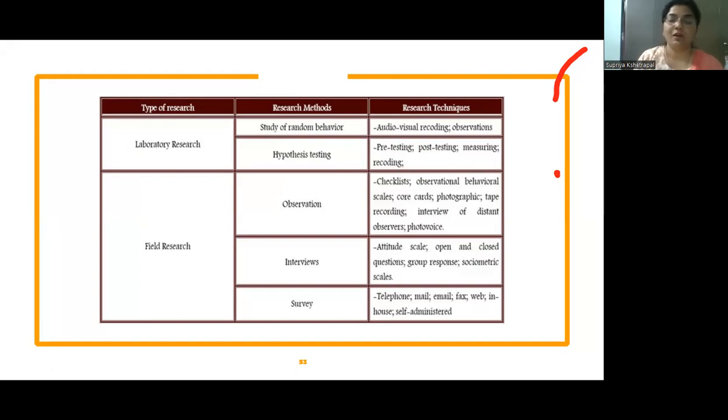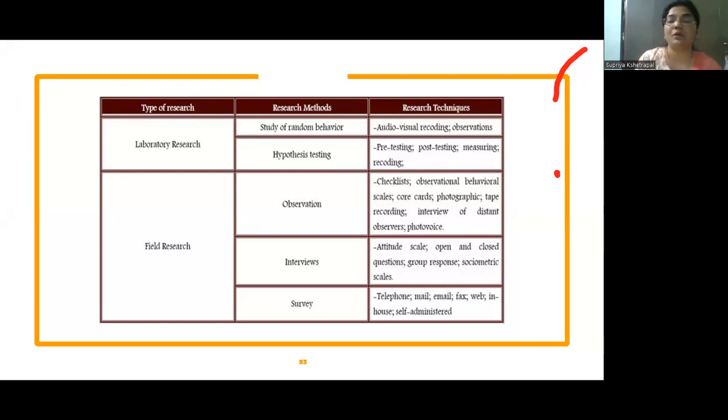Then we call it as if it is correct, then it is with or without the. Now the study of random behavior comes with the technique of audio visual recording and observation. So we are finding out the random behavior. And in hypothesis testing, we will do some tests like pre-testing, post-testing, and measuring recordings. And in field research, there are various ways like observations, interviews, and survey.